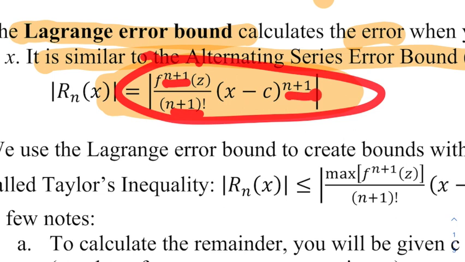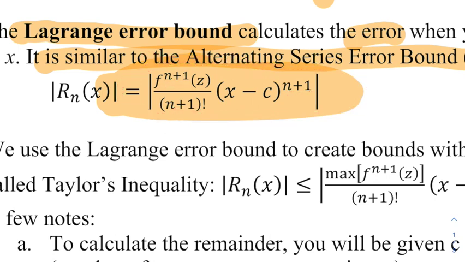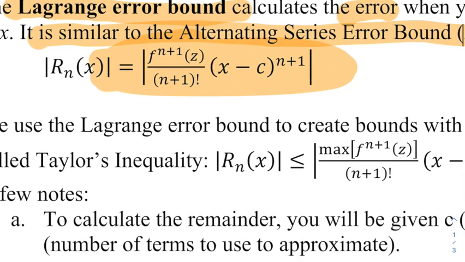At the next 1 degree higher than wherever you stop. Right? Alternating series bound, we use the first neglected term. Well, that's all we're doing here. We are calculating the remainder is going to be equal to the next term.